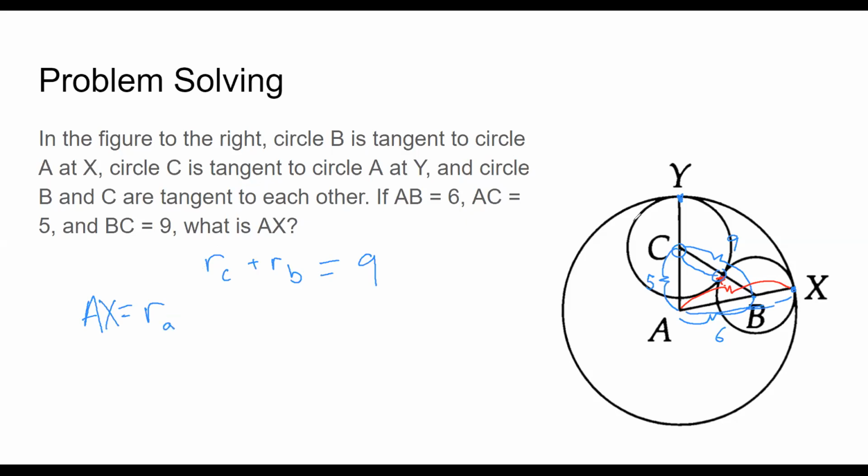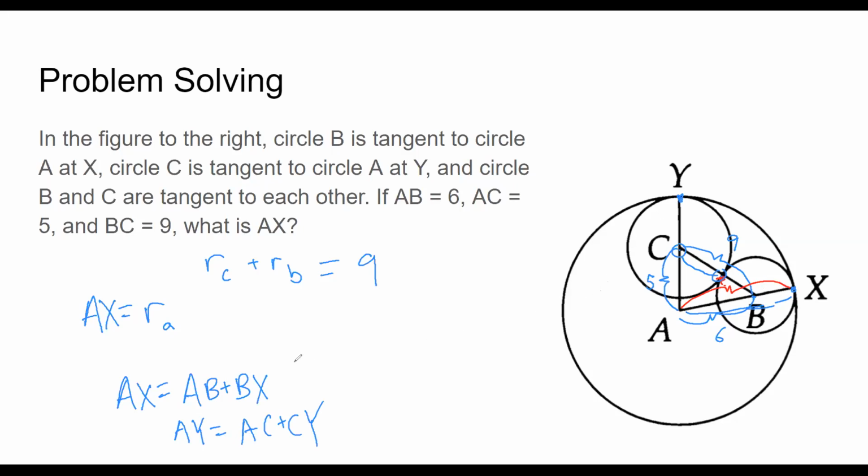So now let's do something interesting here. Let's look at what they give us. They give us AC and they give us AB. You'll notice that we can set up a very interesting equation here. So let's say AX is equal to AB plus BX. You guys see this? So this whole radius AX is equal to AB and then plus BX. Then on the same note, we can write AY is equal to AC plus CY, because that's the two parts of the radius of circle A here.